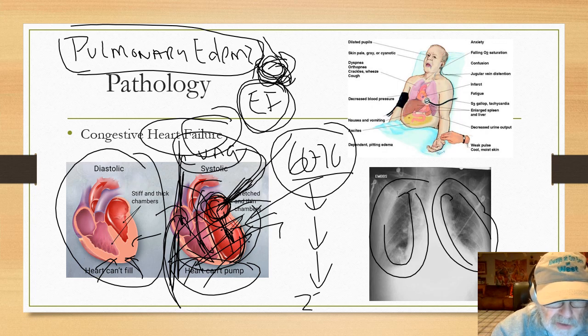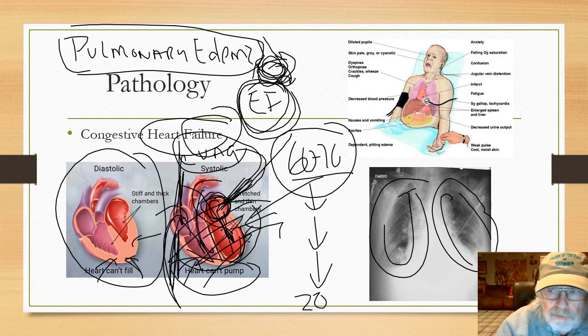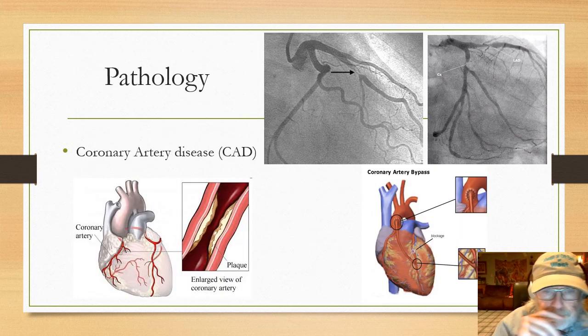And finally, when we get to the 20s, it just means that there's not enough blood coming out of the heart to do much good. Okay, and that's called the ejection fraction. I'll talk about that a little bit later.